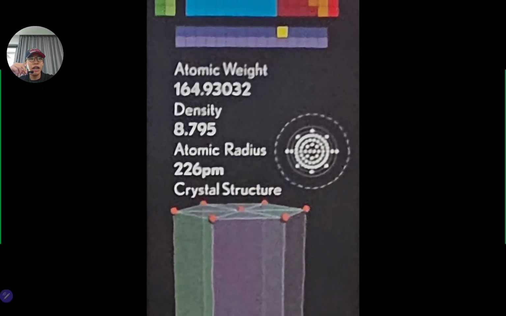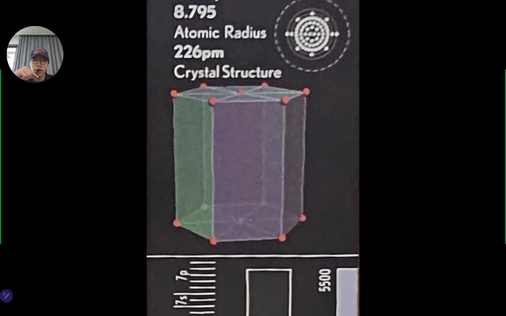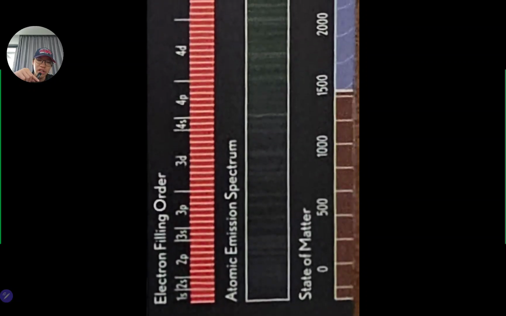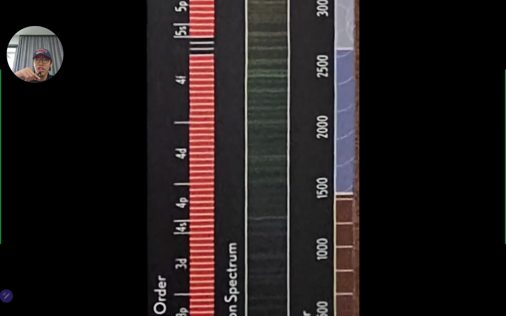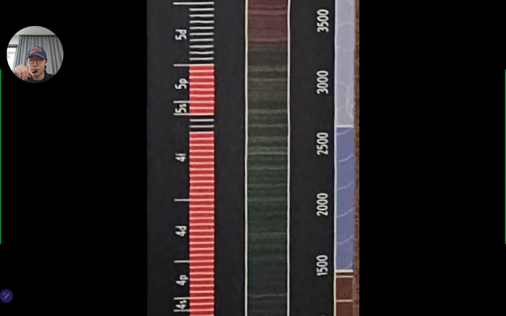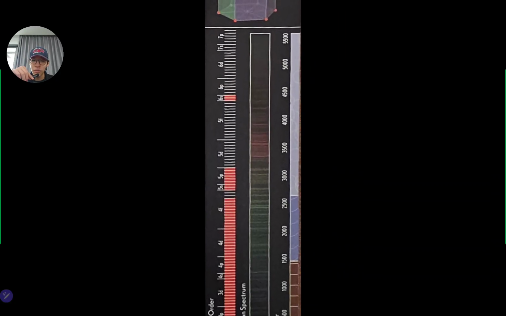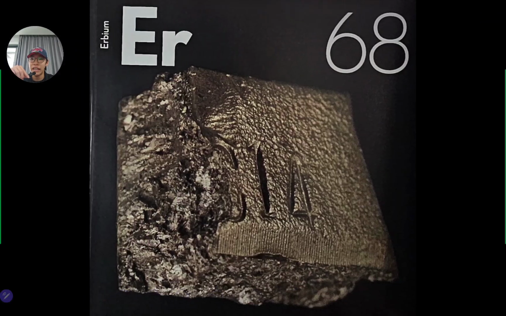Its atomic weight is 164.93032, its density is 8.795, its atomic radius is 226 picometers, and its crystal structure is a hexagonal prism. It has a pretty high melting point, slightly higher than the last one. For the f orbital, it's almost there, just 3 more spaces to fill. It has a really balanced atomic emission spectrum, although it is really, really hazy.